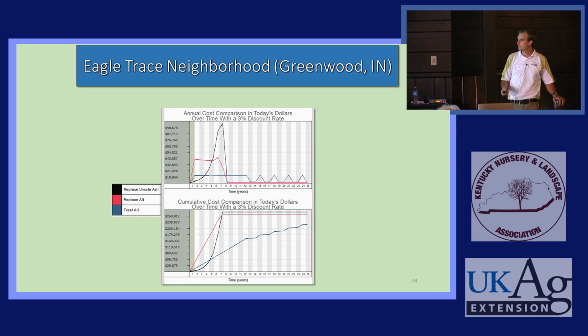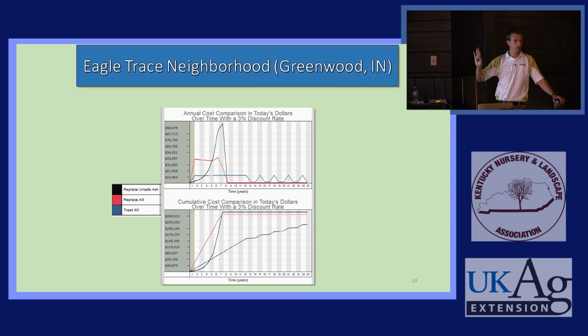remove unsafe ash option. So this is spreading out your costs. Over a longer period of time, you're spreading out your costs. You have a bigger canopy in the end, and in some instances, it's actually cheaper overall. That's what they experienced in Equal Trace. Here you can see they have a much bigger canopy. If they did these other two options, in 25 years they're just now getting back up there.